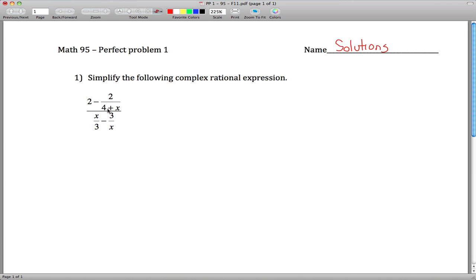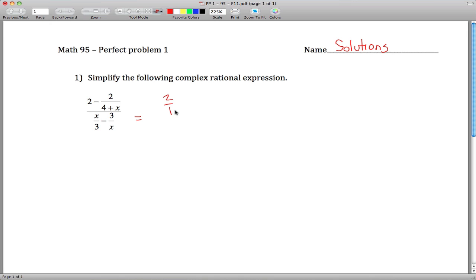But since it's a fraction minus a fraction on the top and the bottom, we can't immediately do our little trick where we flip the denominator upside down and multiply by the reciprocal. So what we'll want to do is look at the top of the big fraction and the bottom of the big fraction and make those both a single fraction. What I mean by that is find a common denominator.